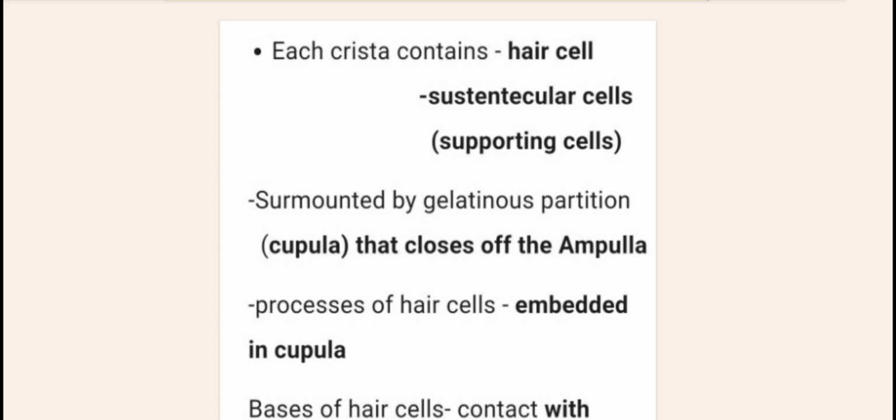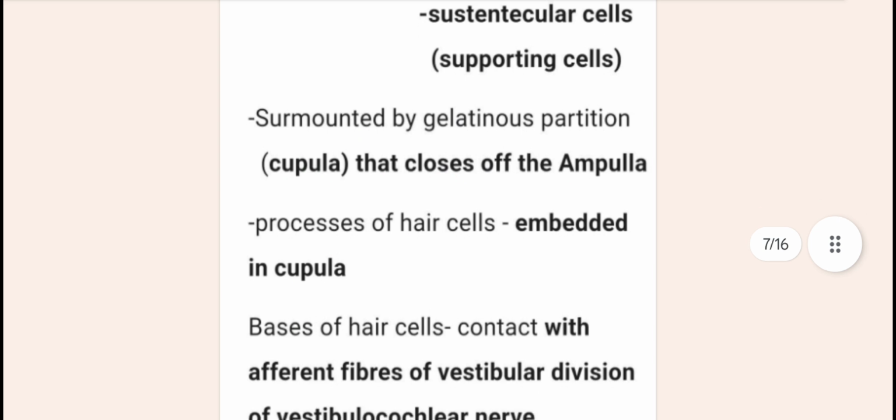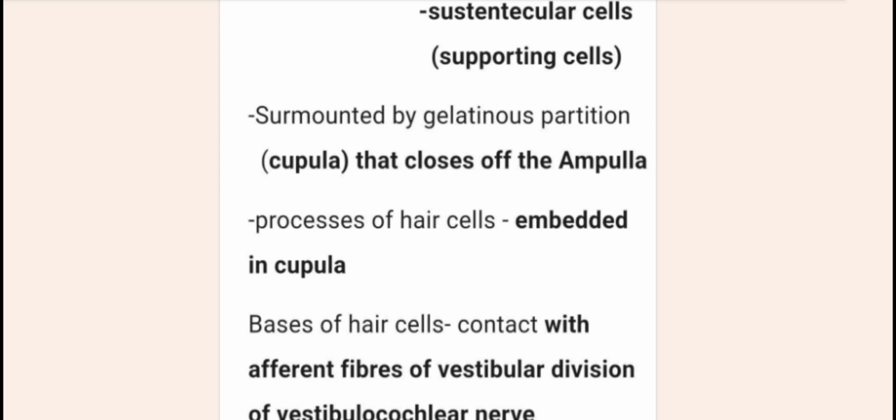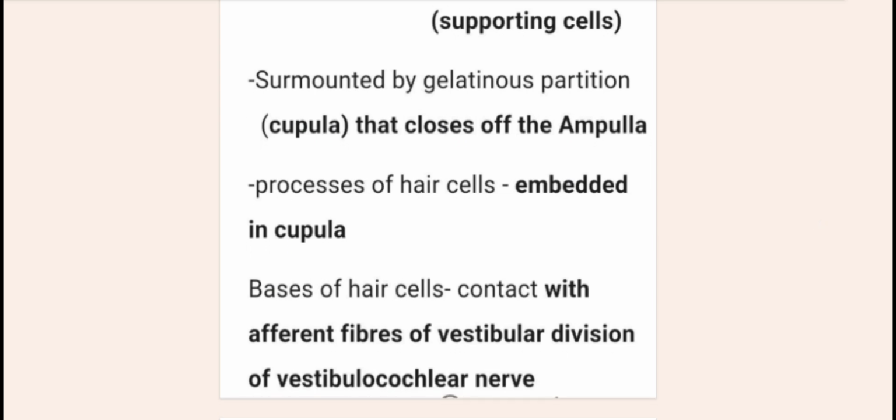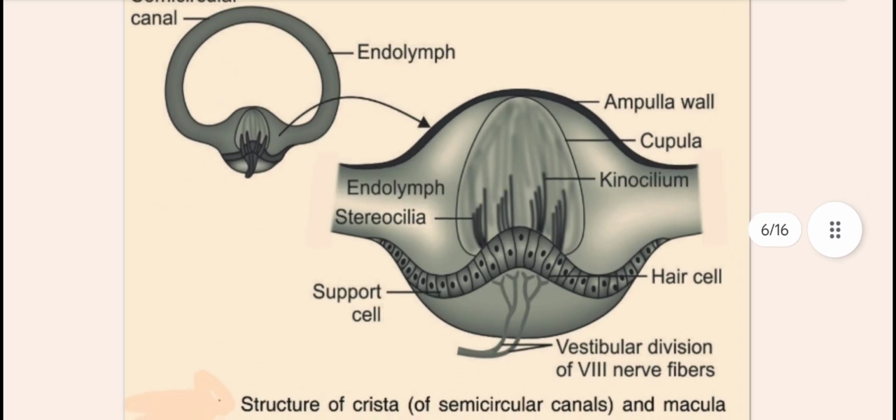Okay, and the processes of the hair cells are embedded in this cupula, and the base of the hair cells is in contact with the afferent fibers of the vestibular division of the vestibulocochlear nerve. Let me show this in the diagram. See here.